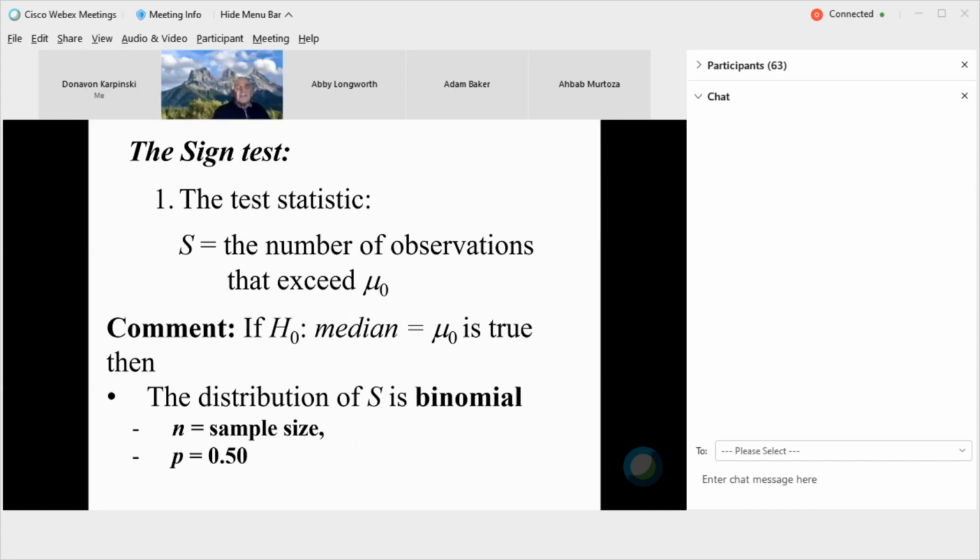If mu naught is the correct median, S will have a binomial distribution with n equal to the sample size, p equal to 0.5. Now the problem with this is that there might be some observations that are greater than mu naught, but not very much greater than mu naught. There may be other observations that are greater than mu naught and quite a bit greater than mu naught. And the sign test doesn't take that into account.